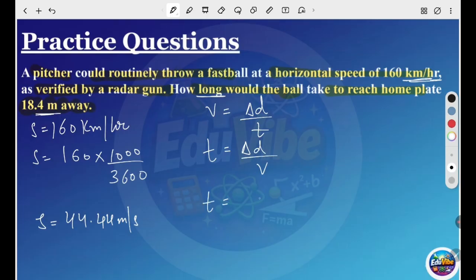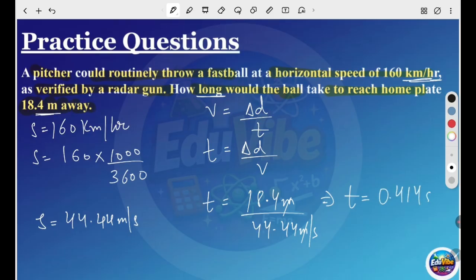So to calculate the time, you do delta d upon v. Our delta d is 18.4 meters and our speed is 44.44 meters per second. Meters cancel out and we get a time of about 0.414 seconds. This is three digits, so this is your answer. This is the time the ball would take to reach the home plate, which is 18.4 meters away.